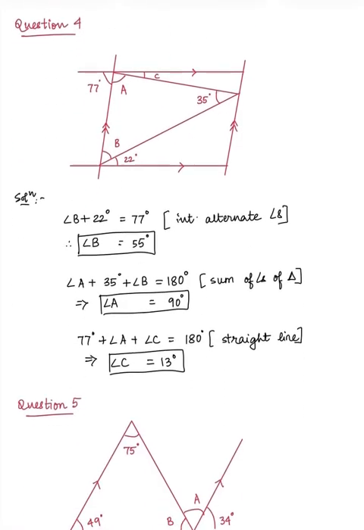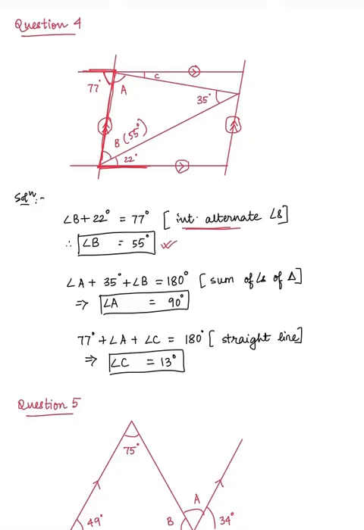Let's see the solution of question number 4. Now over here, this is parallel to this, it's given, and this line is parallel to this line. So the first thing that we see is this particular Z, right? You notice this Z. So this is an alternate interior angle. Okay, so this 77 will be equal to B plus 22 degrees. So we can easily get the value of B. Now you have the value of B as 55 degrees.